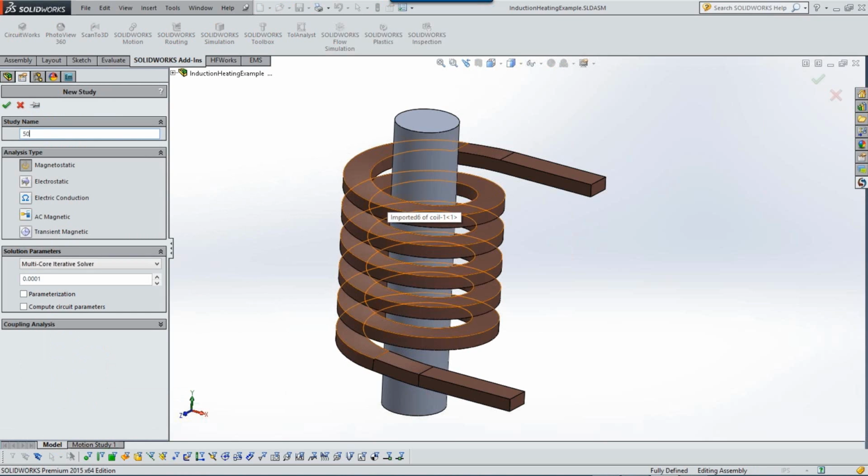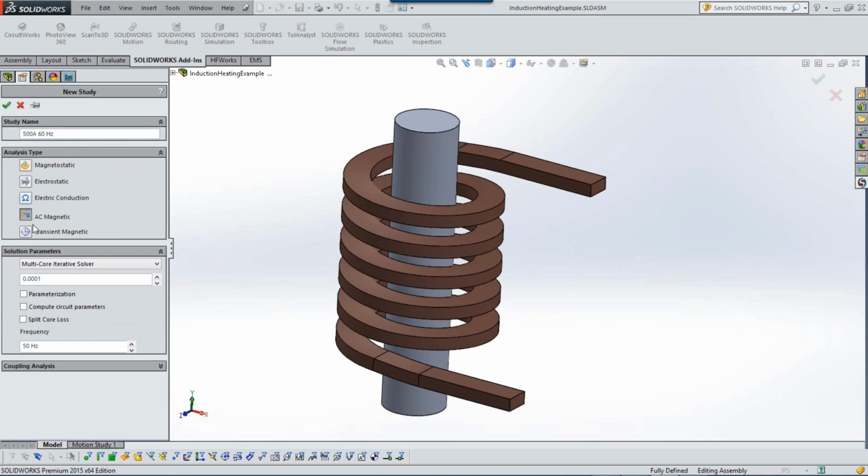You can give it a meaningful name like 500 amps and 60 hertz, for example, because I'm going to subject an excitation of 500 amps RMS value of the current to this particular coil, and the frequency of excitation is 60 hertz. Obviously, this is AC current, so I'm going to check AC magnetic here. We have to compute the circuit parameters, and here let's evaluate them at 60 hertz.